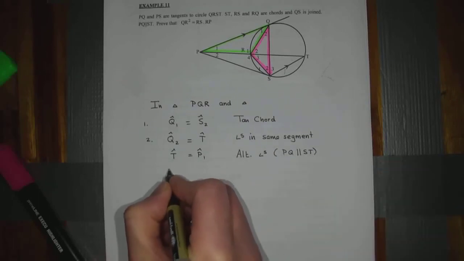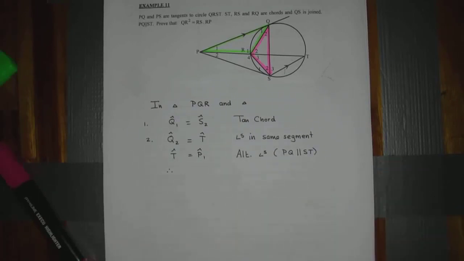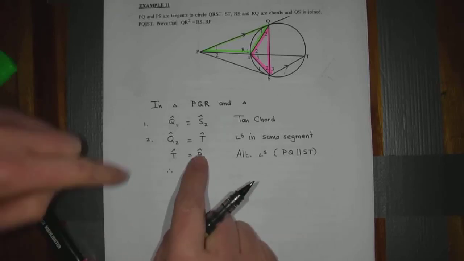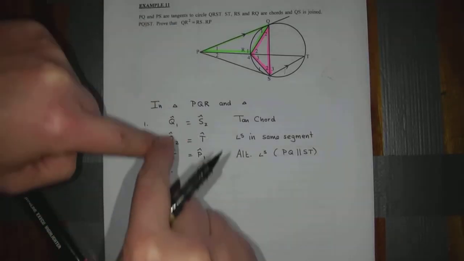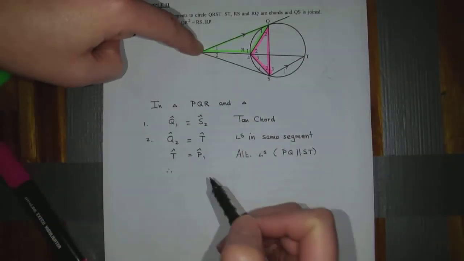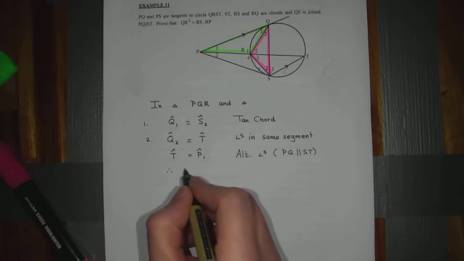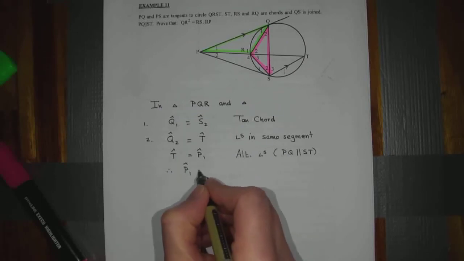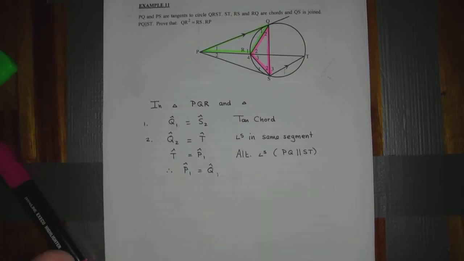And then I can finally go, and this is the part I'm going to put in the correct order. So I've now proven that P1 in the green one, which I keep on the left-hand side, is equal to Q2 in the pink one. So I'll just rewrite it now so that's in the correct order. P1 is equal to Q1. So I keep that order, the left-hand side, right-hand side order.